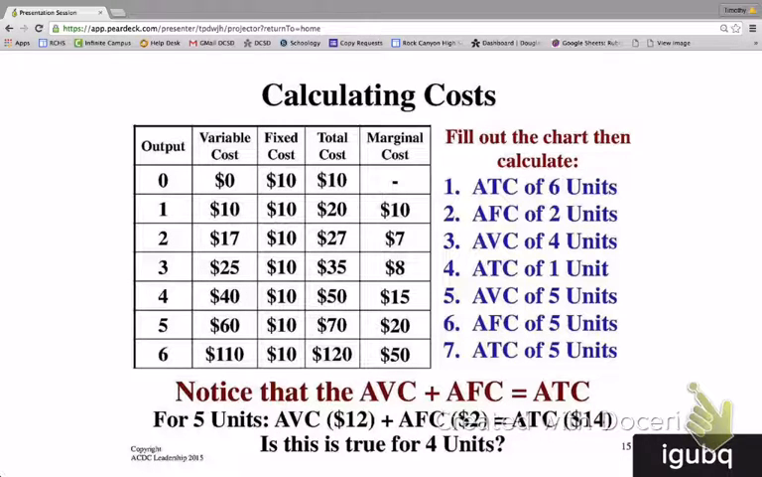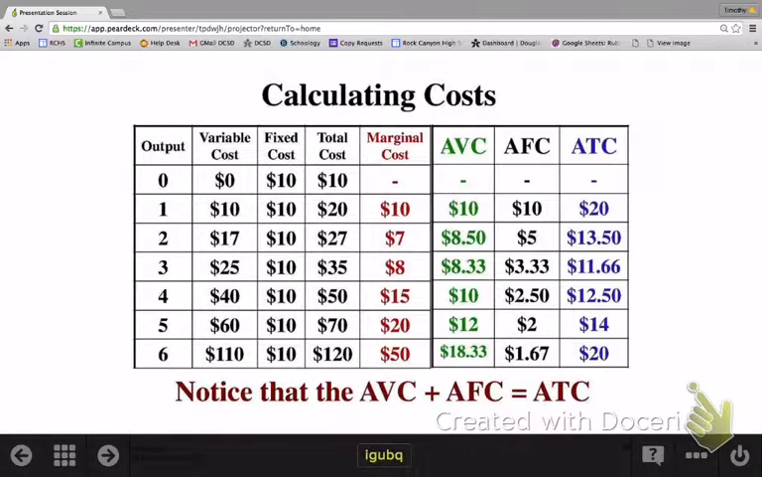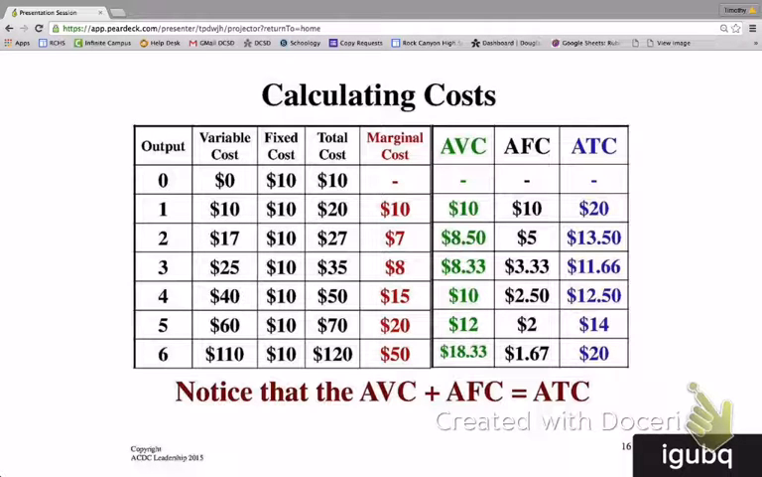Now, you can pause the video and figure out, is this also true for 4 units of production? Notice here, if you look at this chart, that the average variable cost plus the average fixed cost equals the average total cost. So just as total cost equals fixed cost plus variable cost, average total cost is equal to average variable cost plus average fixed cost.